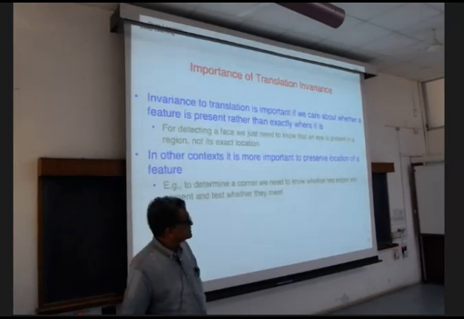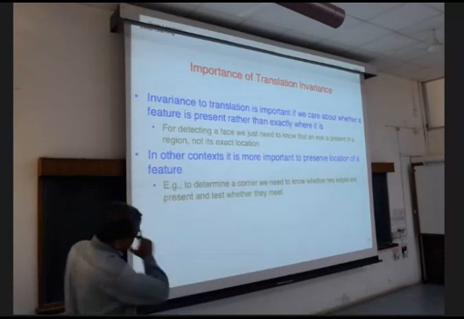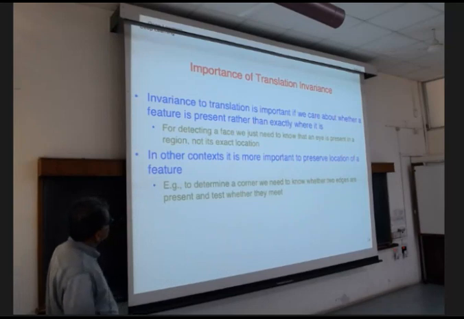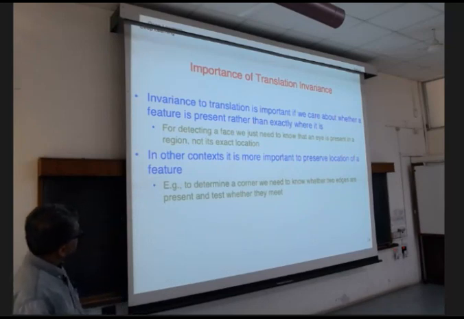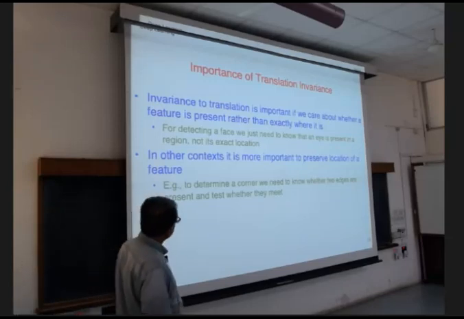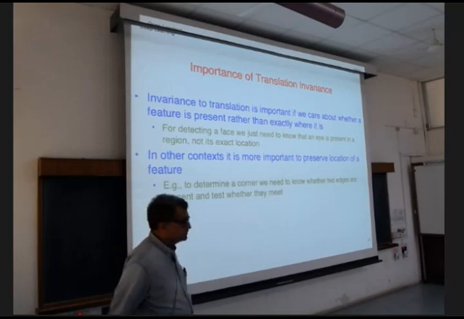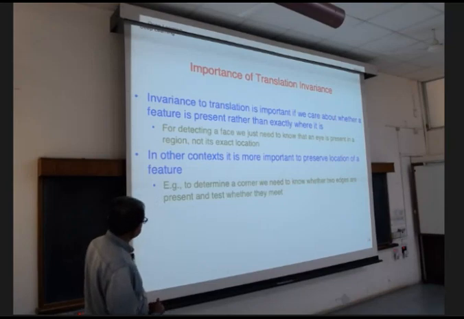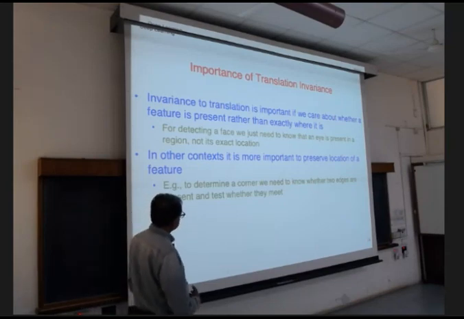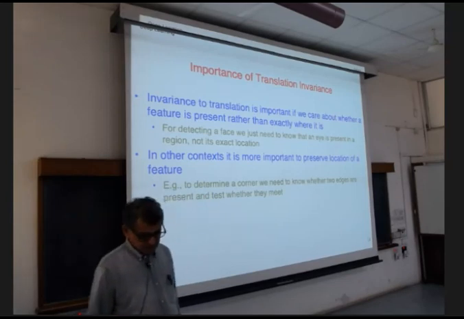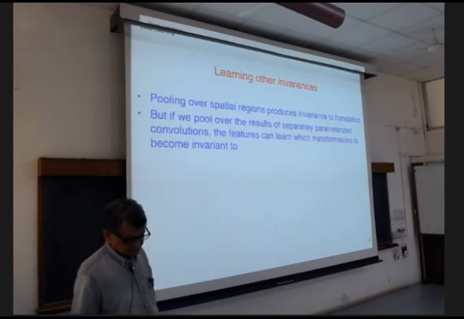So why is translation invariance important? That was a translation. We just moved the image to the right by one pixel. It's important if you care about whether a feature is present rather than exactly where it is. For detecting a face, we just need to know that an eye is present in a region, not its exact location. And in other contexts, it is important to preserve the location of a feature. To determine a corner, we need to know whether two edges are present, and so on. So there are other situations where location may be important.